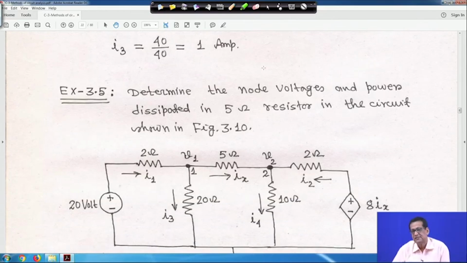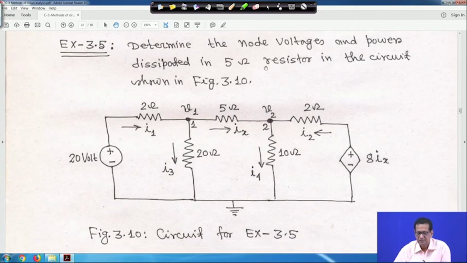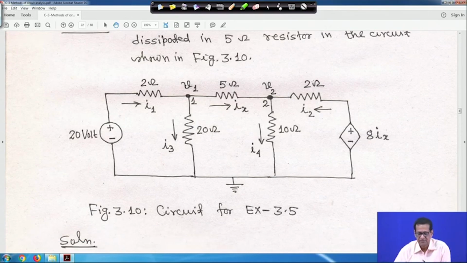Slowly and slowly we will take difficult problems. So here also, determine the node voltages and the power dissipated in the 5 ohm resistor in the circuit shown in figure 3.10. So this is the circuit, and all the current directions are marked.